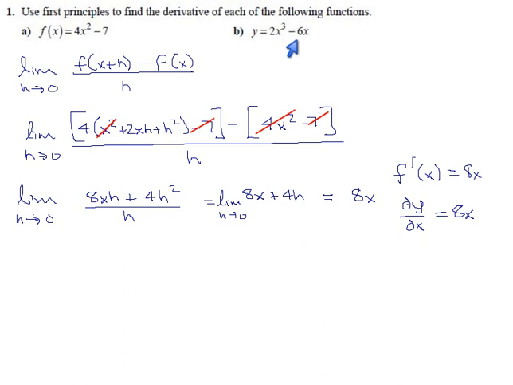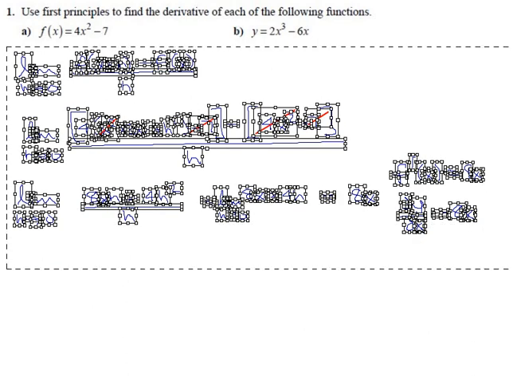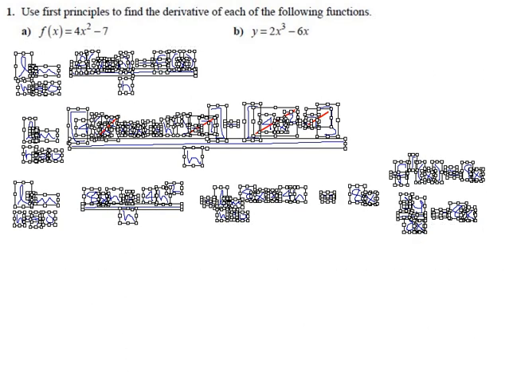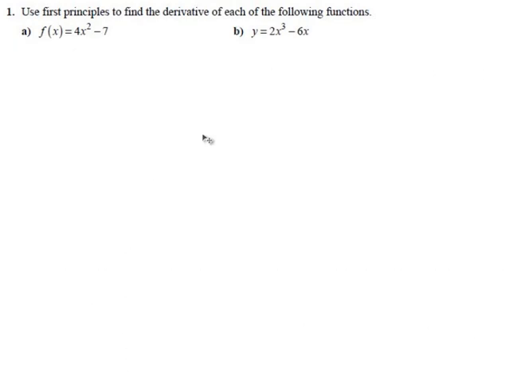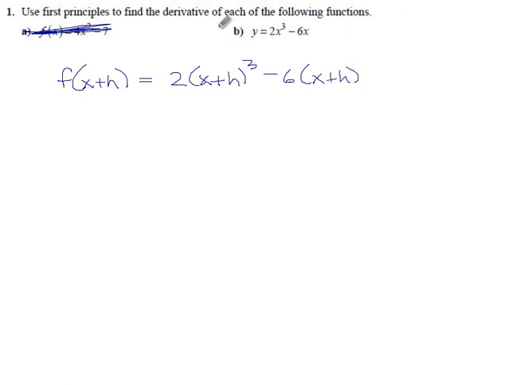For b, I'm going to need all this room, so if you need to see question A, back up. For b, our original function is 2x cubed minus 6x. Our f of x plus h is going to be 2(x plus h) cubed minus 6(x plus h).